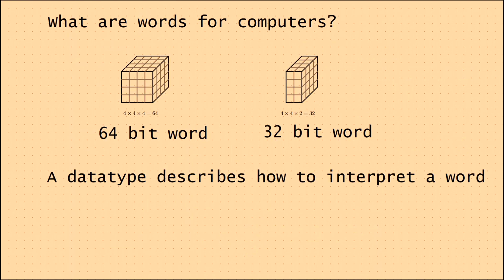So what are words for computers? For visualization's sake, I decided a cube is 64-bit for this, because if we imagine that every single cube in this 4x4x4 cube could be on or off, we end up with 64 different bit states, which is the same as a 64-bit word, and a 32-bit word would be half of that, one dimension halved. And a word itself is not enough to draw meaning from. We also need a data type to describe how to interpret the word, because the same bit pattern can mean different things in different data types.